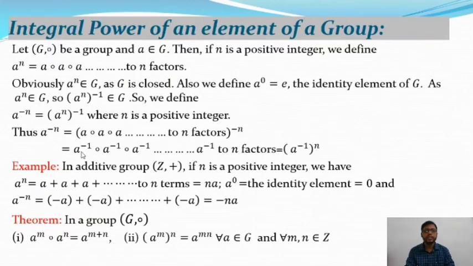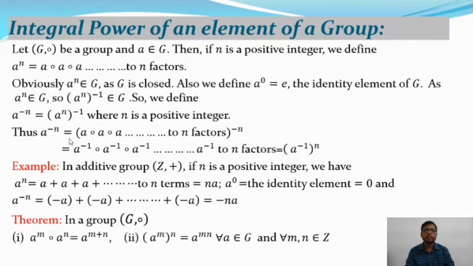So that means a to the power minus 1 composition a to the power minus 1 composition a to the power minus 1, and so on up to n factors. This equals (a to the power minus 1) whole to the power n. Therefore, from the integral power of an element of a group, we have seen that a to the power minus n is equal to (a to the power minus 1) whole to the power n, as well as a to the power n is equal to (a to the power n) whole to the power minus 1.